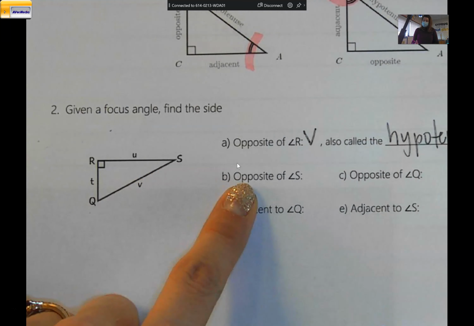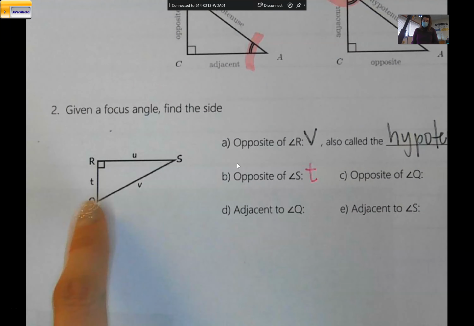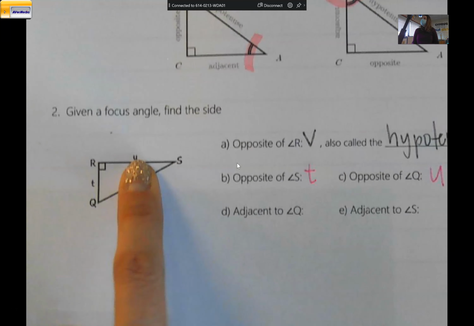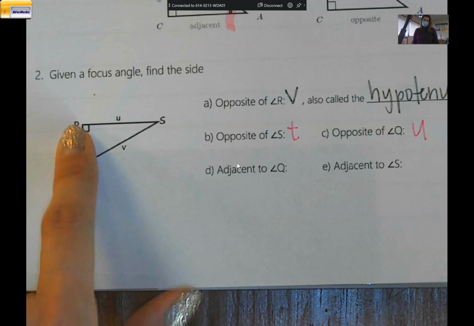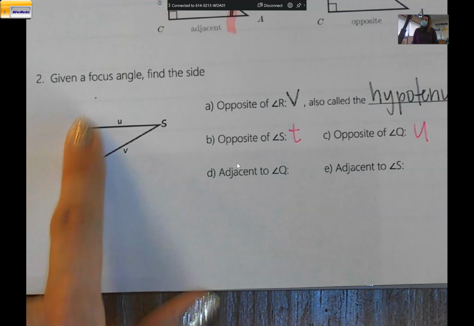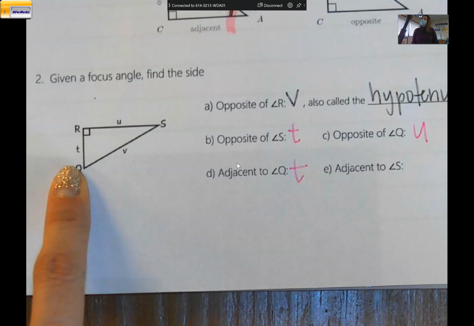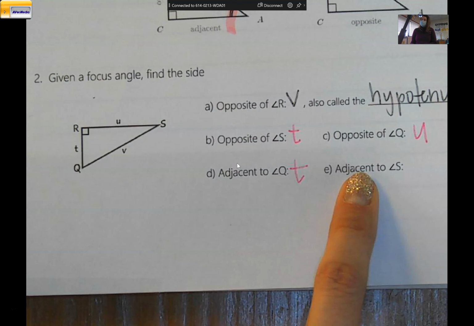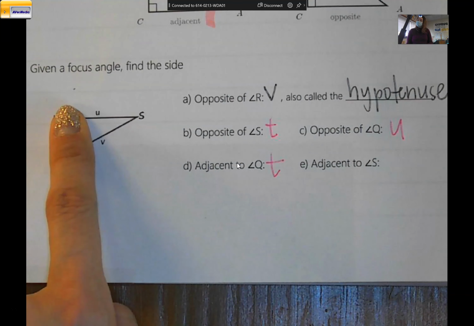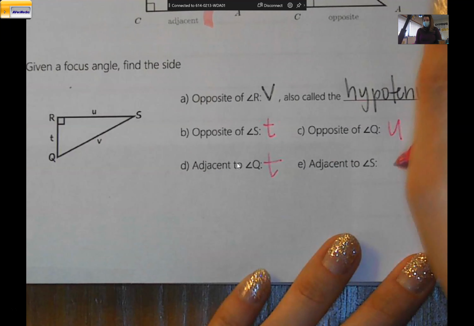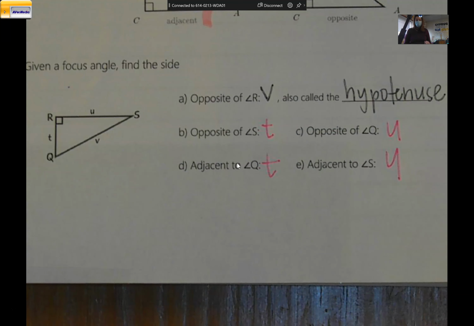Okay, opposite of S is T. Opposite of Q is U. Adjacent to Q, well, it's one of these legs. It's either V or T. V is the hypotenuse, so it has to be T. Adjacent to S, same reasoning. It's either V or U. The hypotenuse is V, so it has to be U. You're feeling okay about that?